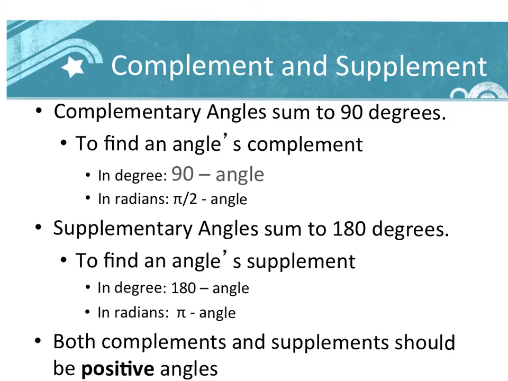Okay, make sure you add on, because your note looked like this, right? It split it in degrees and radians. Make sure you put them both in there. So in degrees, you're doing 90 minus the angle. In radians, pi over 2 minus the angle. And then in degrees for supplements, you're doing 180 minus the angle, and pi minus the angle.